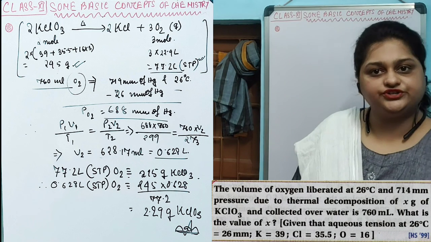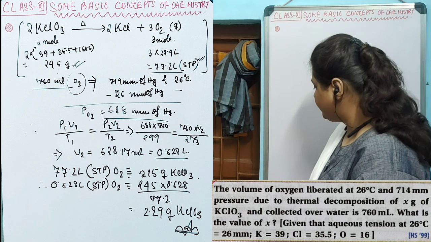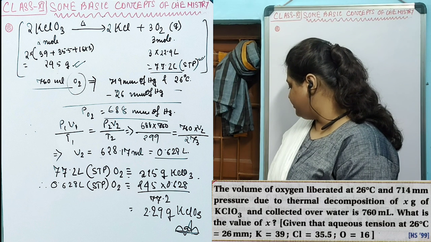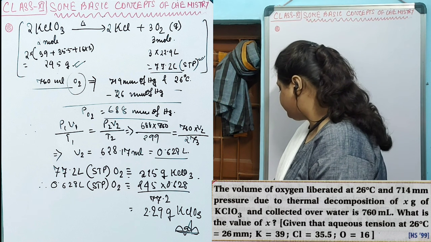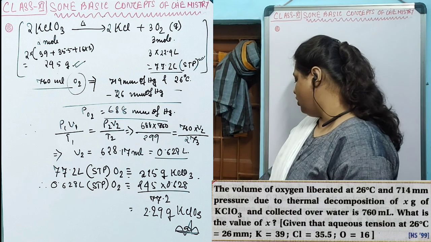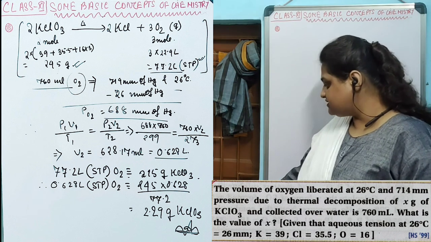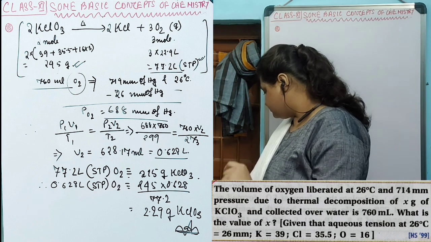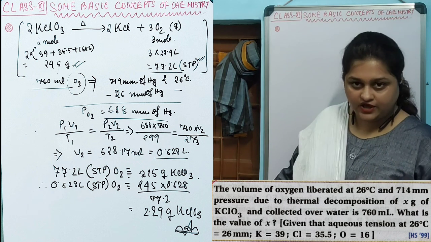The next numerical problem is: the volume of oxygen liberated at 26 degrees Celsius and 740 millimeter of pressure due to the thermal decomposition of X gram of KClO3 and collected over water is 760 millimeter. What is the value of X? The given information is that the aqueous tension at 26 degrees Celsius is 26 millimeter.